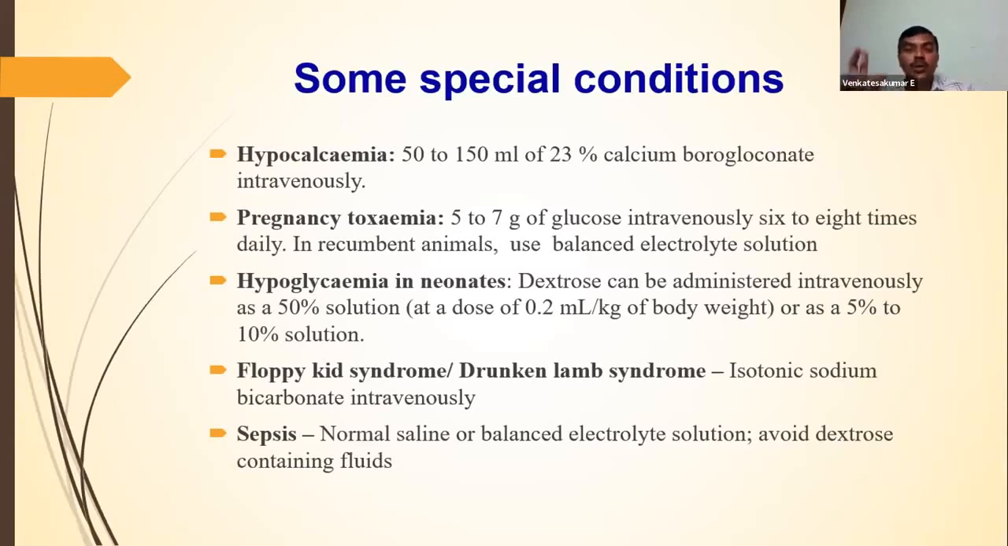One is shock, where cerebral hypoxia causes a dilated pupil, or maybe chlorinated hydrocarbon toxicity. And hypocalcemia also needs to be taken into account, because calcium is needed for smooth muscle contraction. We need to give 50 to 150 ml of 23% calcium borogluconate intravenously. That will help the animal to stand within a short period of time.